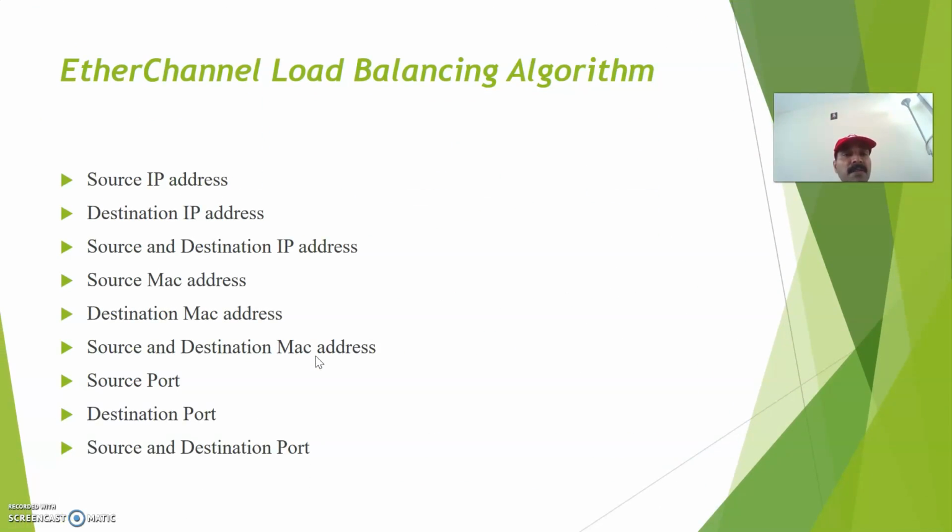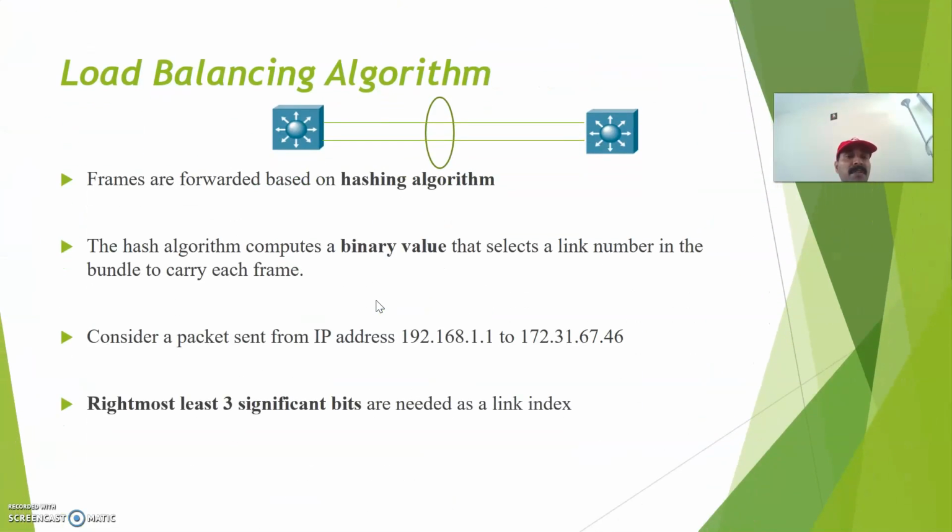So what are the EtherChannel load balancing algorithms? There are several methods. One is we can load balance based on the source IP, destination IP, source and destination IP address, source MAC, destination MAC, or source and destination MAC. Now let us discuss with an example. Frames are forwarded based on the hashing algorithm. The hash algorithm computes a binary value. So this is an example.